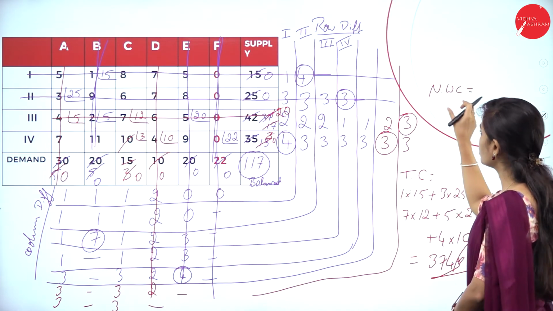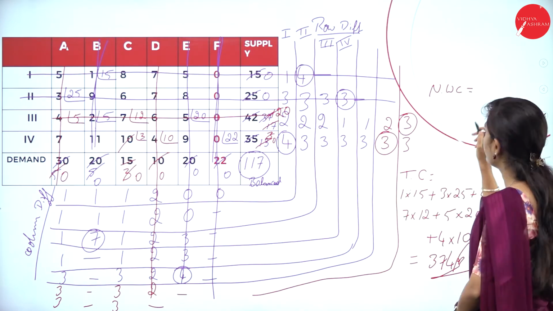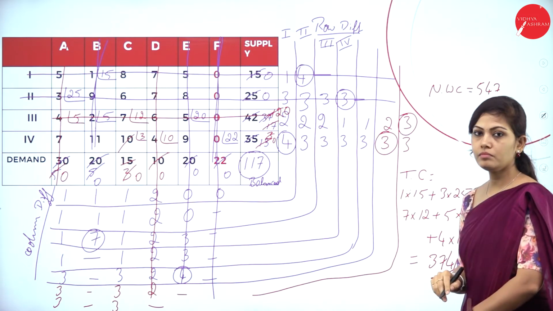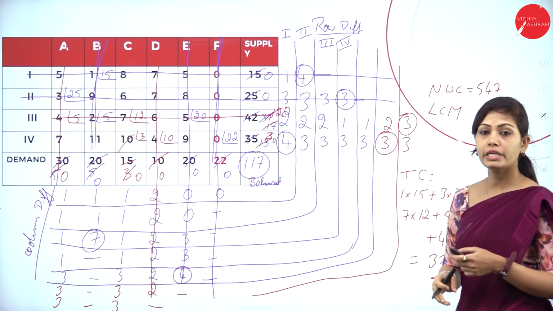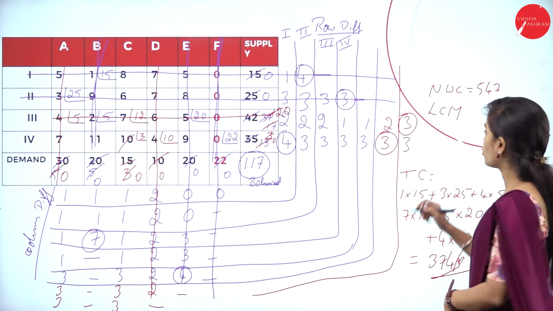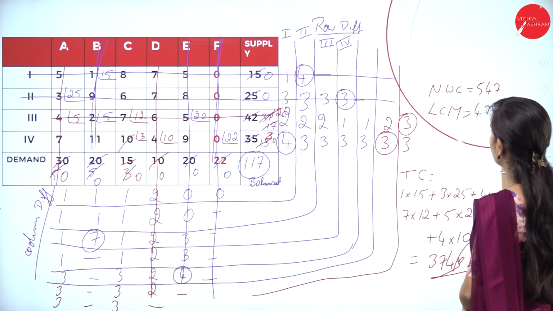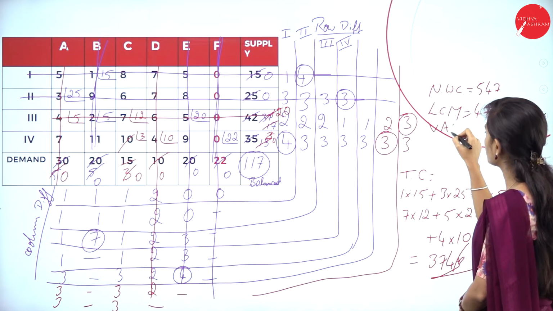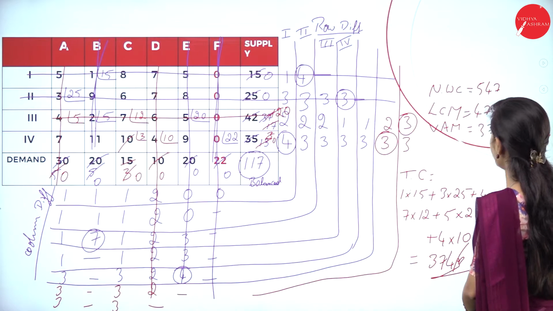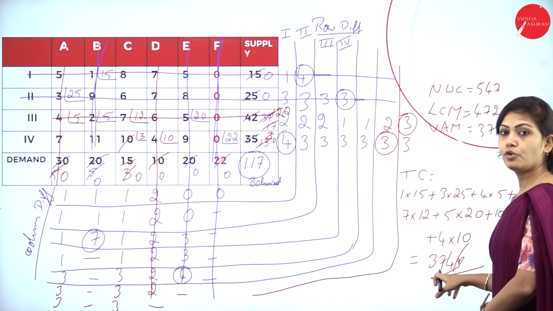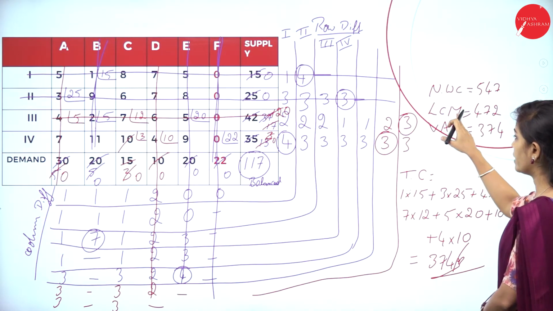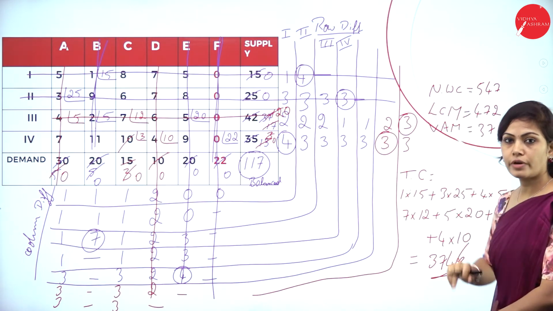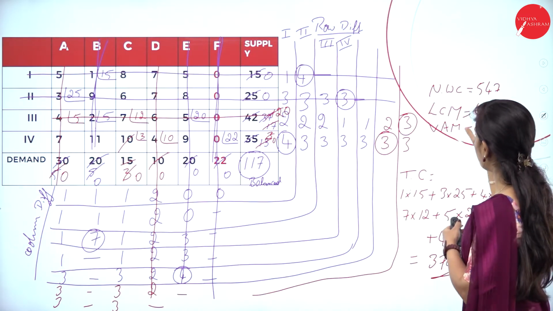If you are finding northwest corner for the same problem, your transportation cost will be 547 rupees. If you are finding for least cost method, your transportation cost will be 472. And for Vogel's approximation method, you got 374, right? So you got 374 rupees in Vogel's approximation, 472 in least cost method, and in northwest corner method you will get 547 rupees. You just compare these values.